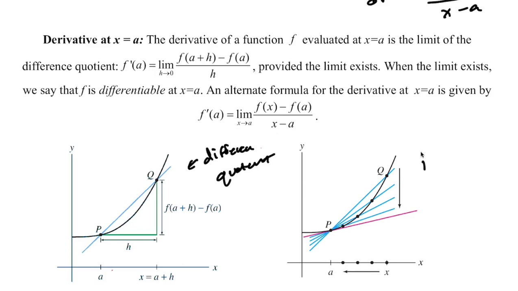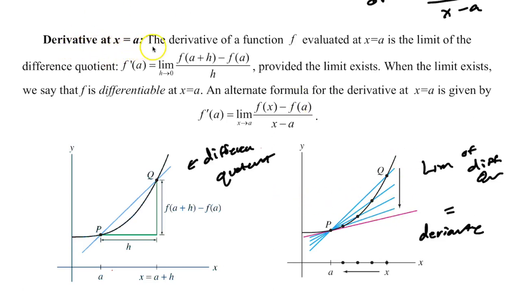And when you take the limit of them, you get the derivative, or the slope of a tangent line, or it's the tangent rate of change, right? They're all equivalent. So let's look at it more formally.